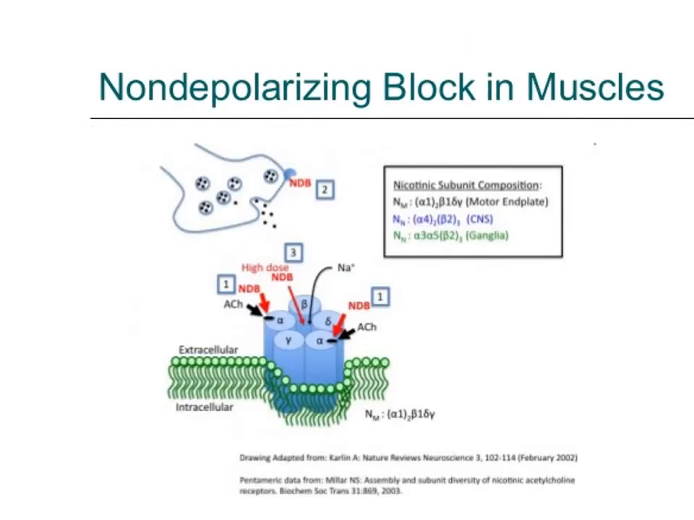Now we will proceed further. This is a diagrammatic picture again for the non-depolarizing block in the muscles. You can see here the alpha, beta, gamma and delta subunits and acetylcholine. The non-depolarizing blockers act on the alpha subunits, and there will be a conformational change when acetylcholine acts. But if a non-depolarizing blocker acts, it will not allow the conformational change. In higher doses, it can block the ion channel.